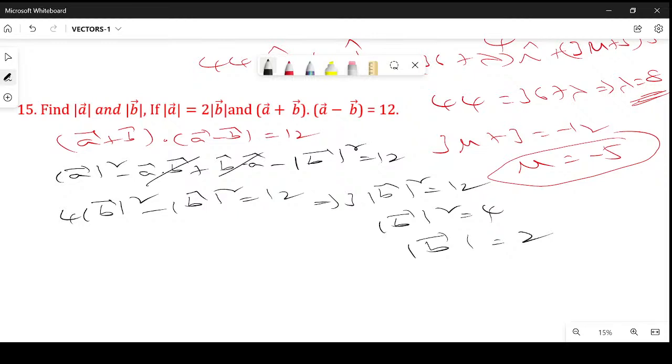But they are asking to find mod A bar and mod B bar. Therefore mod A bar equals 2 into mod B bar. Substituting 2, it will be 4. Mod A bar is 4 and mod B bar is 2. You should be careful when you do that. We get the required answer.